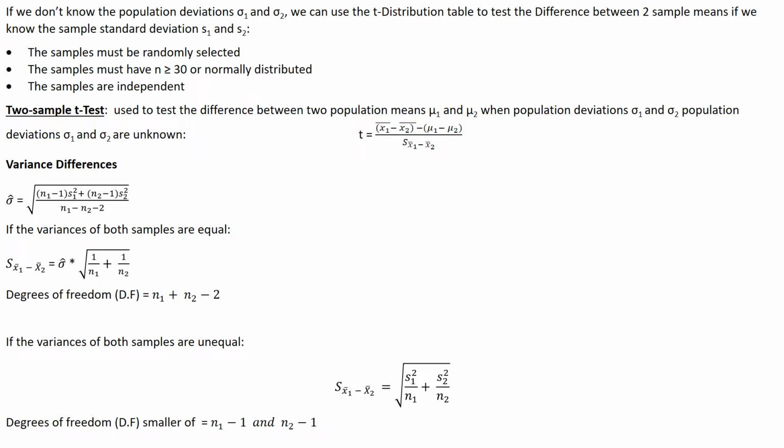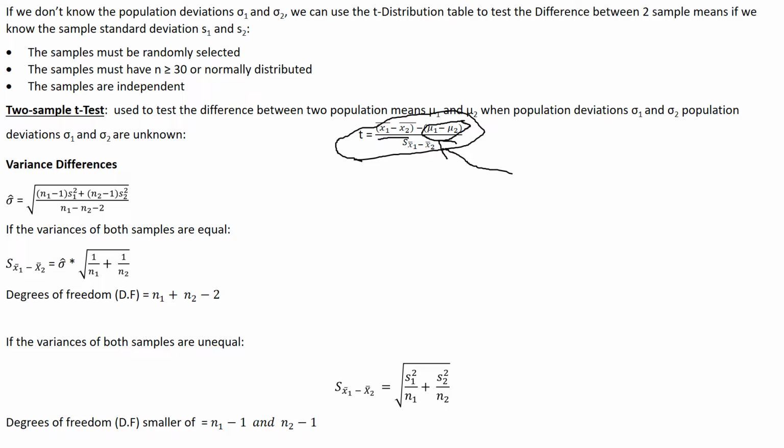between two populations, as the samples must be randomly selected, at least 30 or more, or a normal distribution, and the samples must be independent of each other. Now, as you can see here, the t-score is very similar to the z-score. The only difference is we have the s, which is the sample deviation. This is the difference between the two means in the sample. This becomes 0, the mu1 minus mu2. But it's going to go within the differences of the variances.